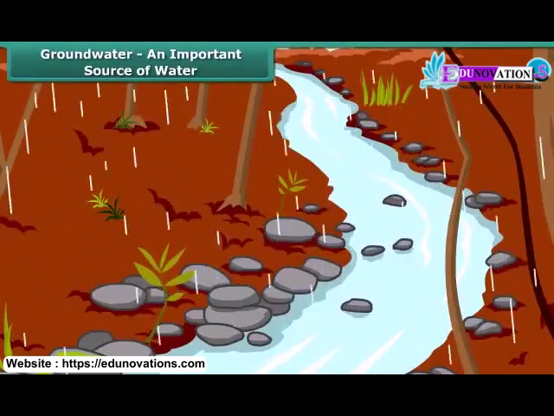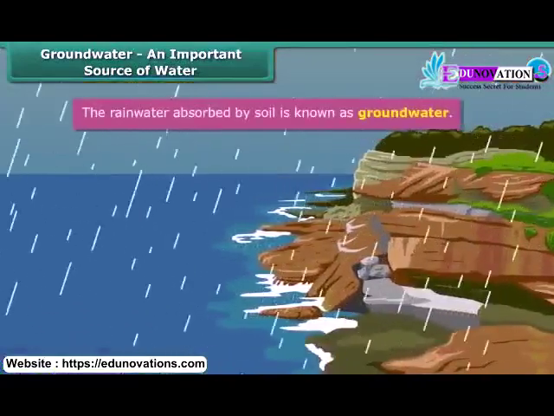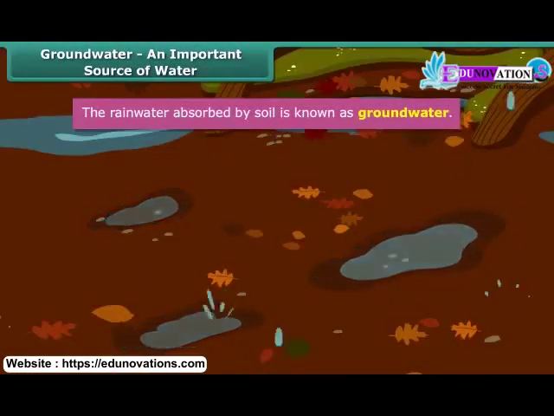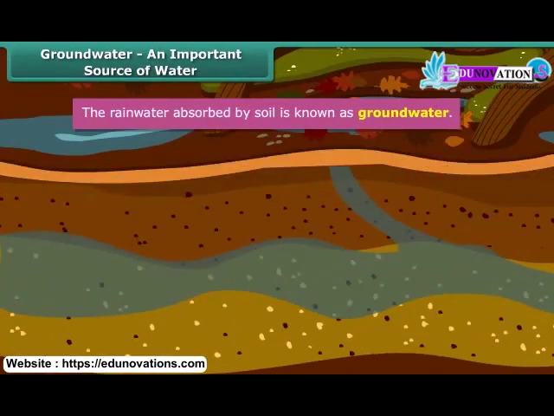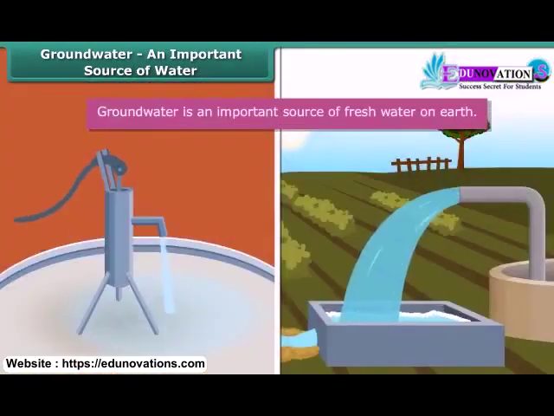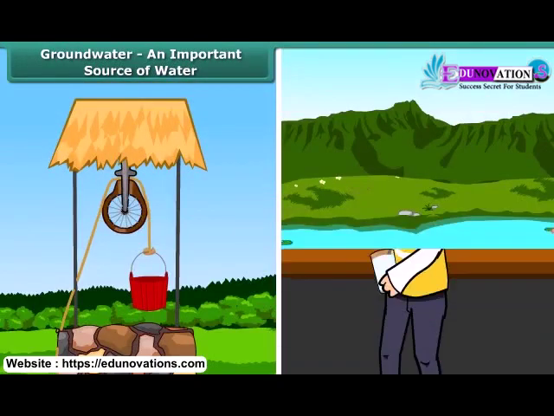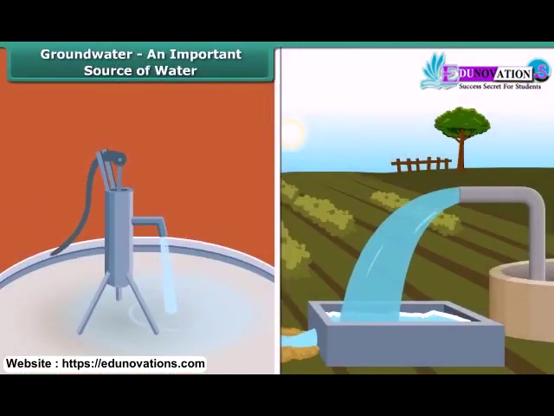Not all the rainwater flows into rivers and ultimately into oceans. Some of it is absorbed by the soil. This water is known as groundwater. Although it is not visible, it is almost everywhere, flowing beneath the ground under your home, cities, farms and deserts. Groundwater is an important source of fresh water on Earth. It is the source of water for many lakes and wells. Many of us drink groundwater every day. That is because hand pumps and tube wells tap groundwater to provide water for consumption.